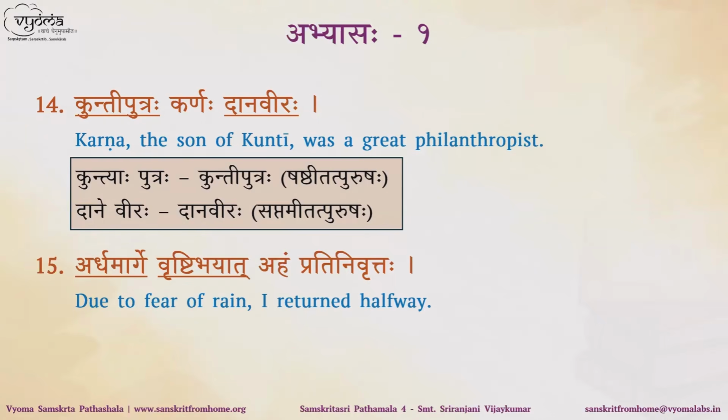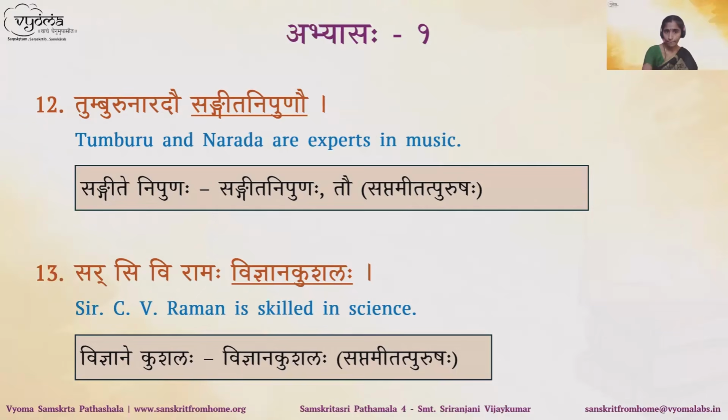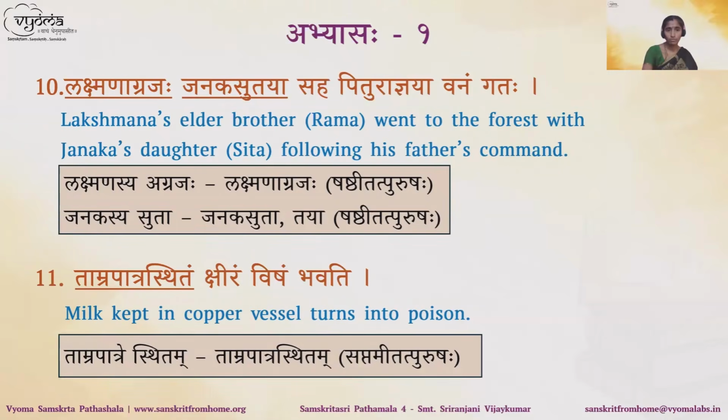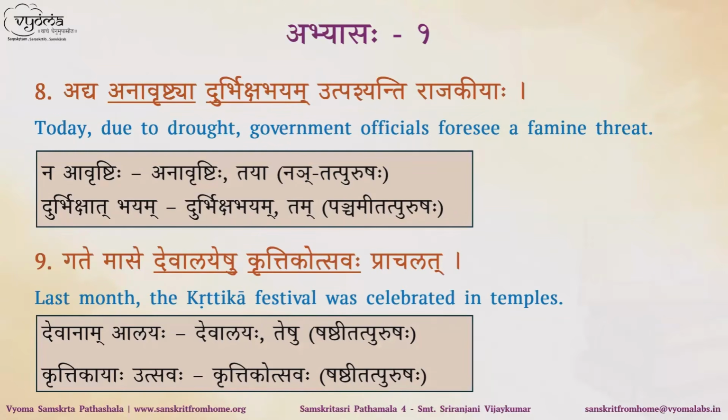When we say Saptami Bahuvachan, but still we called it Shashti Tatpurusha in the previous examples. Can we go a little back? Yes, sure. Teshu Devalaya. Sorry, this is Saptami, but Devanam Alaya is Shashti Tatpurusha. Okay, I understood your question.